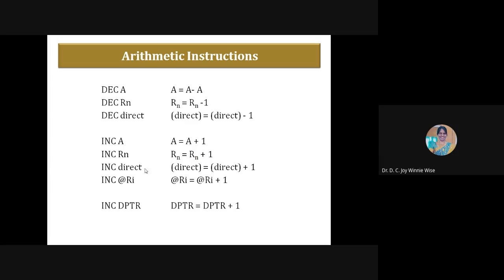Next one is the increment instruction. So we have INC A, to increment the content of accumulator, and then INC Rn, INC direct, and INC @Ri. So data in this memory location will be incremented. Next one is to increment the DPTR register, data pointer register. We have this INC DPTR. DPTR is the data pointer register, which is used to refer to the external memory. So these are the decrement and increment instructions.